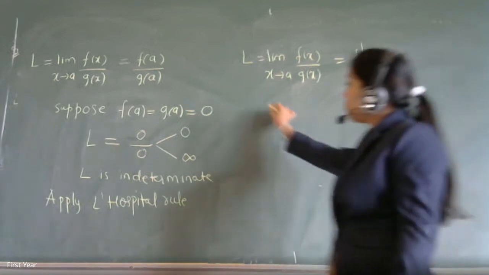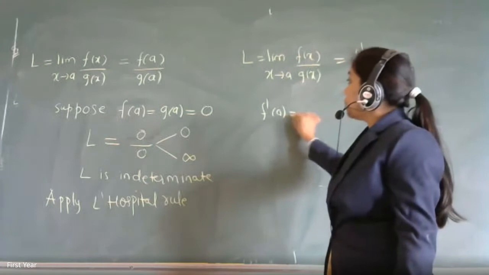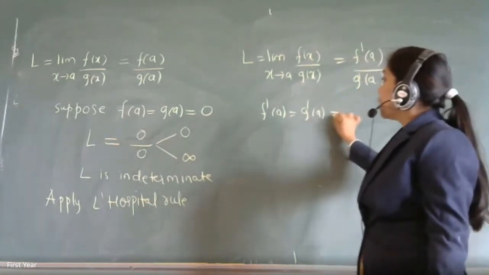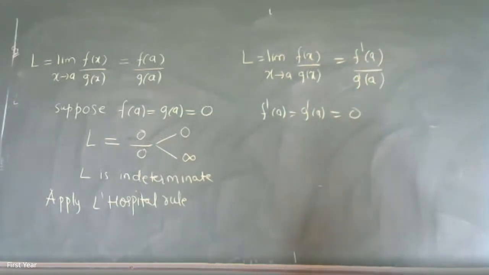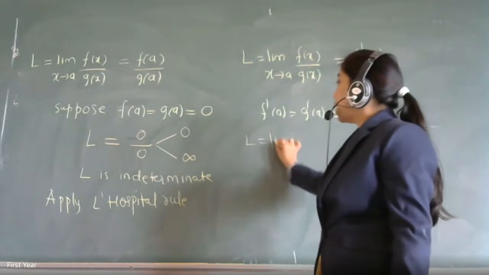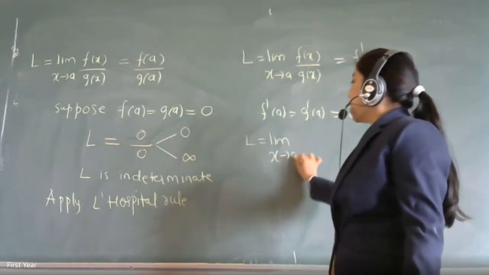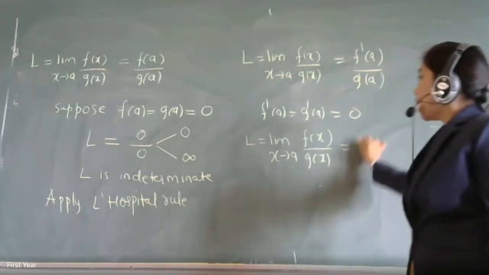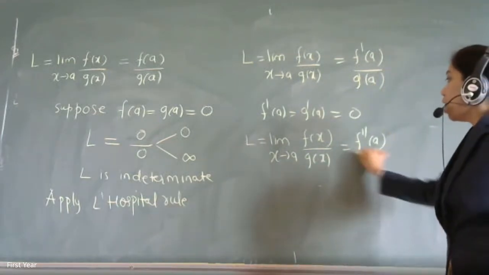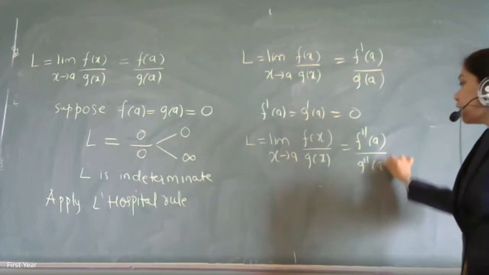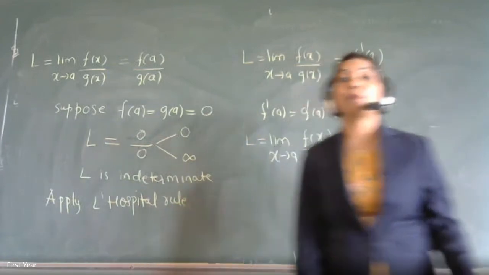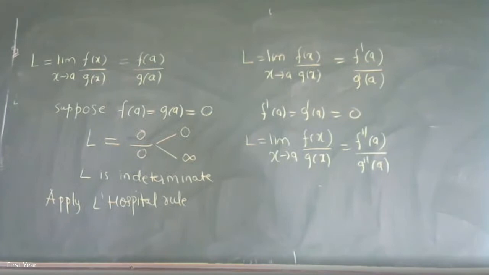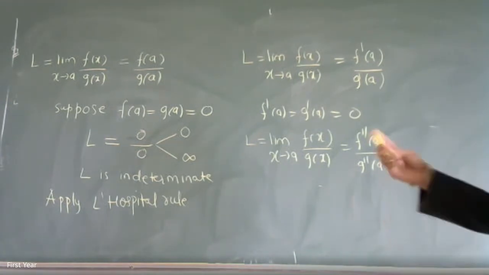If f dash of a as well as g dash of a becomes 0, then the answer of the limit as x tends to a of f of x by g of x is f double dash of a upon g double dash of a. That means we apply L'Hospital rule one more time and we get the answer.